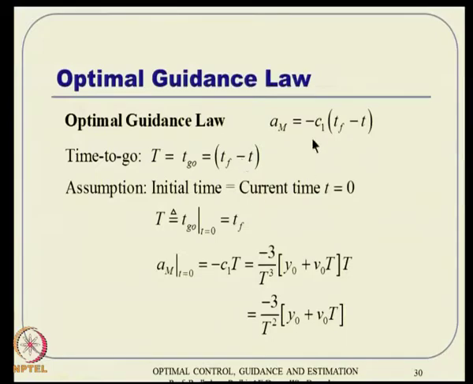Then the optimal guidance law: I will define something like time to go, which is nothing but Tf minus T, repeatedly used in guidance literature. Also, the initial time is nothing but the current time, so I can assume T equal to 0. Time to go is sometimes written as capital T, sometimes as Tgo, essentially with the assumption that T equal to 0 is Tf. Okay. So, Am, assuming the current time is the initial time, is something like minus 3 over time-to-go square times (y naught plus V naught into time to go).